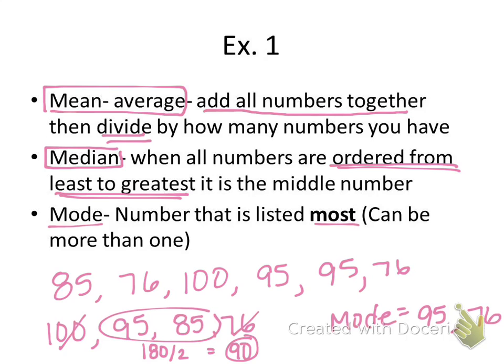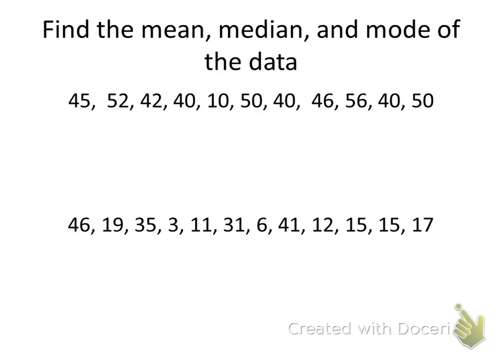Okay? So let's put that into practice. Find the mean, the median, and the mode. Before we do anything, let's list all these numbers from least to greatest. So that's done because I know in order to find the median, they're going to have to be listed in least to greatest. So let's do that.